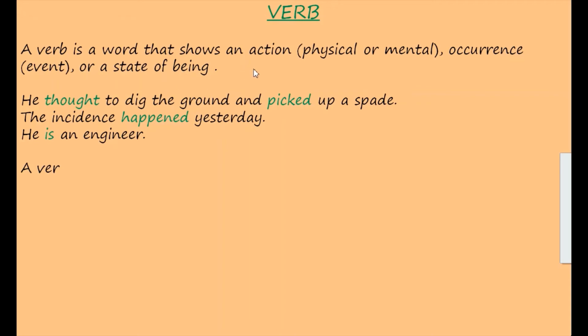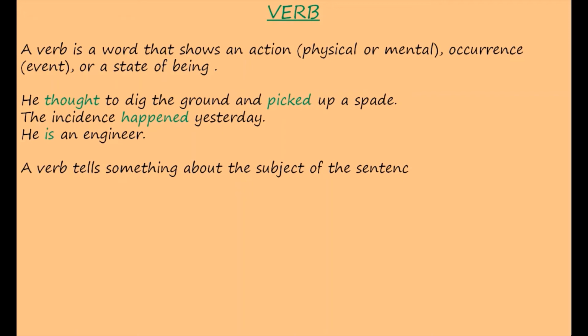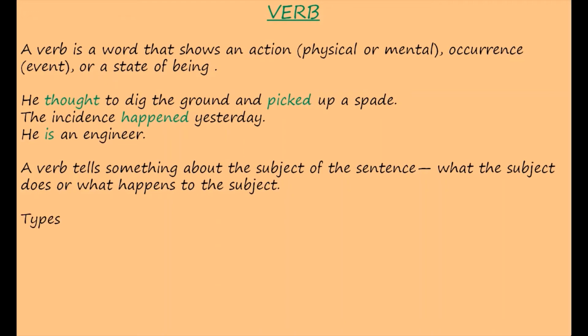So a verb can be a physical or mental action, it can be an occurrence, or it can be a state of being. A verb tells something about the subject of the sentence. It tells what the subject does or what happens to the subject. That's why it is an important part of a sentence.